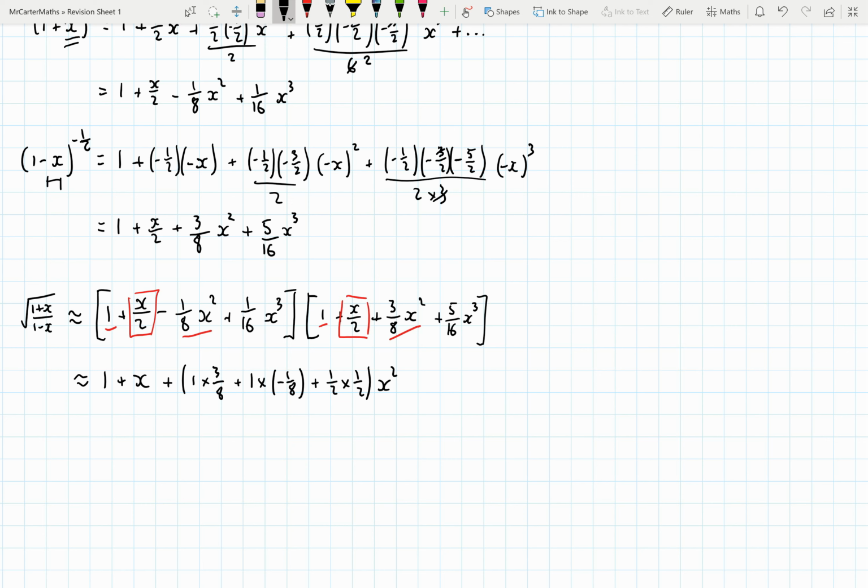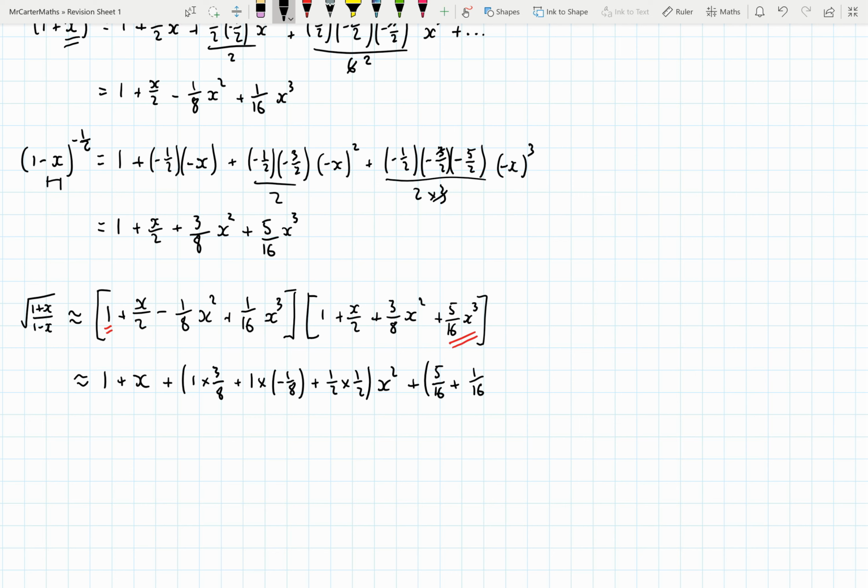My x cubed terms, I'm going to have my constants multiplied by my x cubed terms. So that will give me 1 times 5 over 16 and 1 times 1 over 16 going the other way.